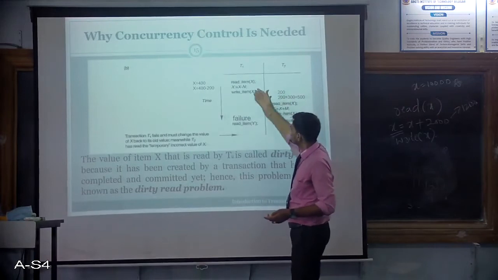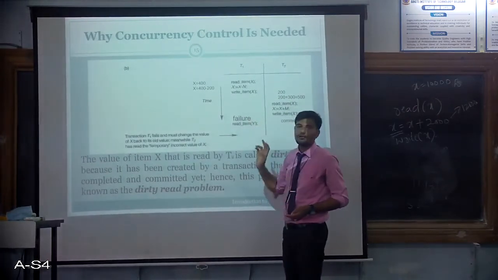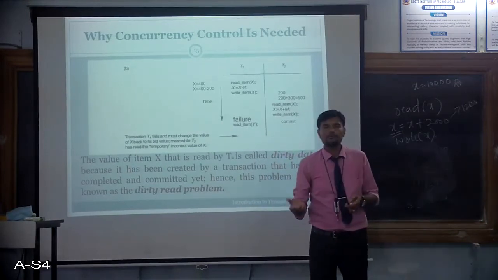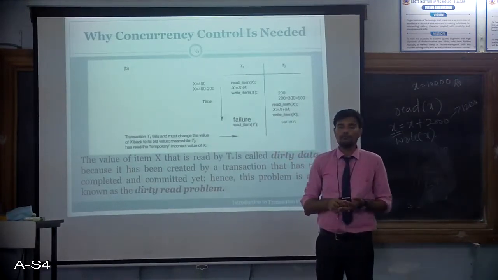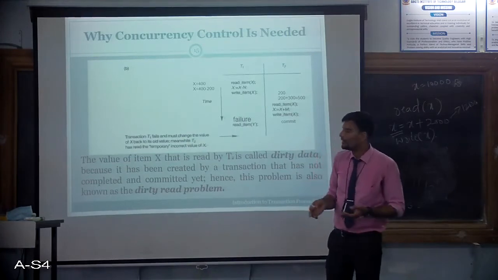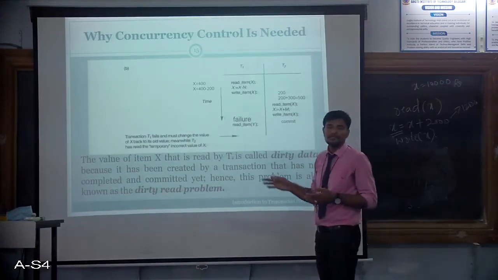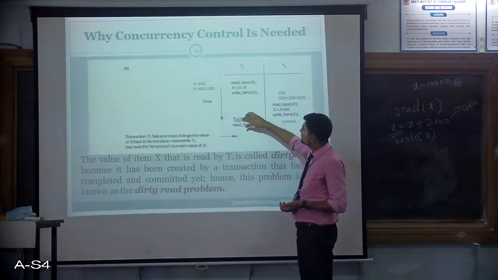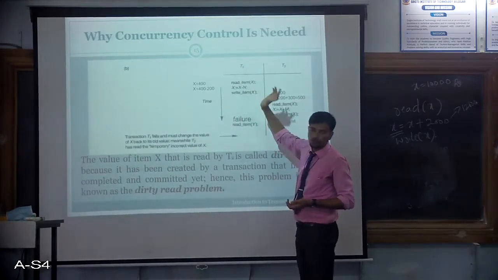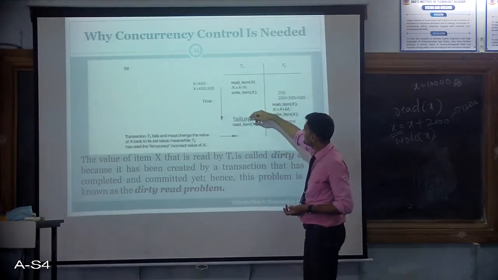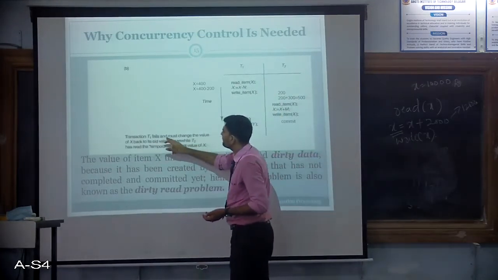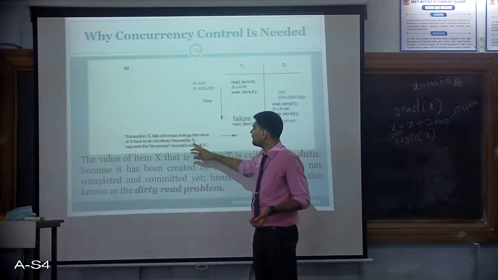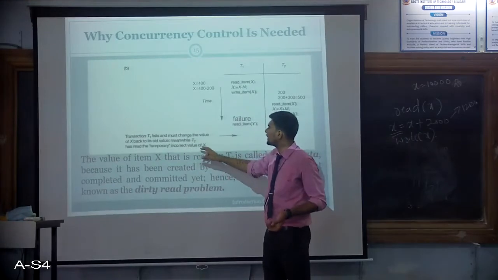Next, when transaction T1 is executing, a failure has occurred, maybe because of some router problem, switch problem, or wire connection. Maybe because of some reason the transaction T1 has failed. Once it has failed, it rolls back to its original value. You can see transaction T1 fails and must change the value of x back to its old value. Meanwhile, T2 has read the temporary incorrect value of x.